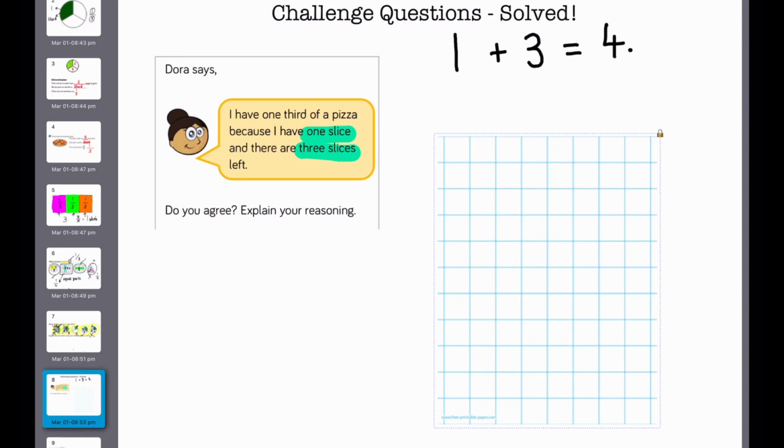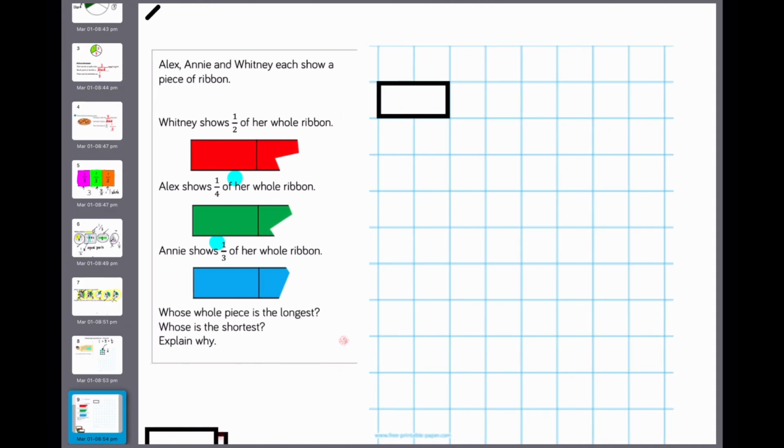No. If we draw what Dora has got using our squared paper, so here's Dora's pizza. This is how it has been cut. There are 4 slices. Here are my 4 slices. Dora has got 1 slice. There are 3 pieces of pizza left over. What fraction of the pizza has Dora got? 1 quarter. Well done.